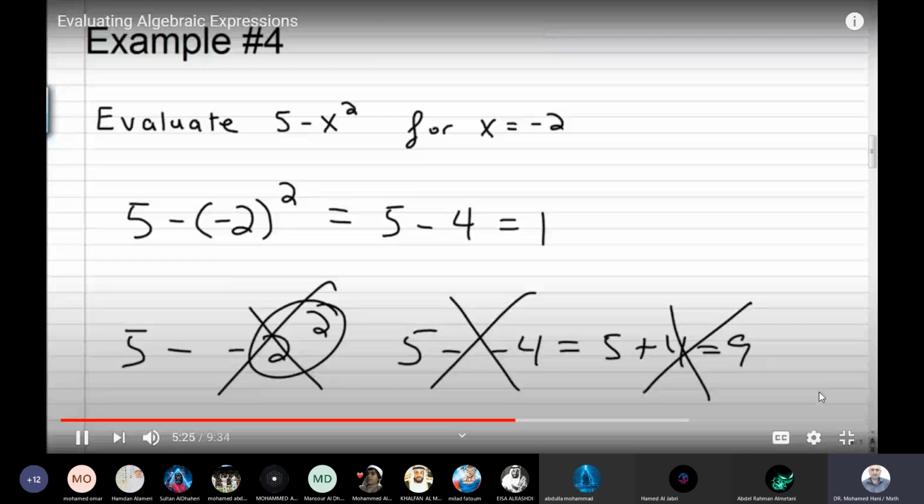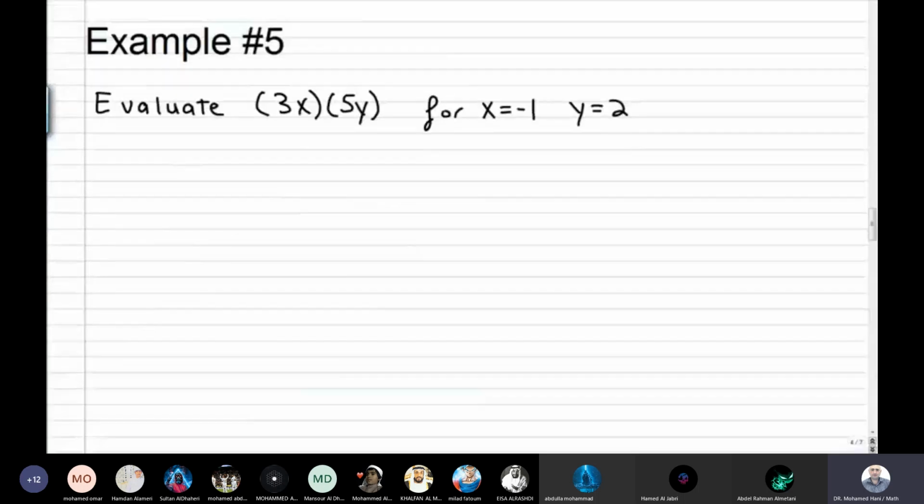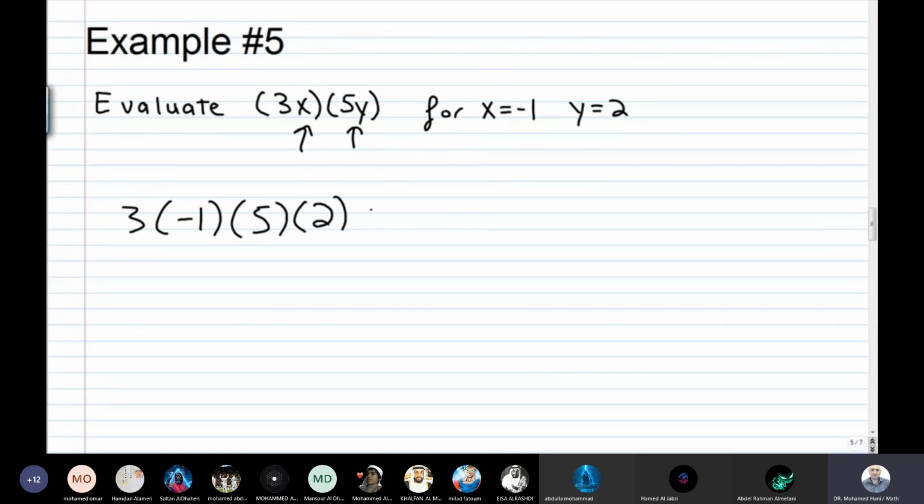Let's take a look at example number 5. For example 5, we want to evaluate 3x times 5y, where x equals negative 1, y equals 2. So again, I want to plug in a negative 1 for x and plug in a 2 for y. So I'll have 3 times negative 1 times 5 times 2. I know the sign's negative because they just have one negative factor. 3 times 1 is 3, times 5 is 15, times 2 is 30. So this is negative 30.